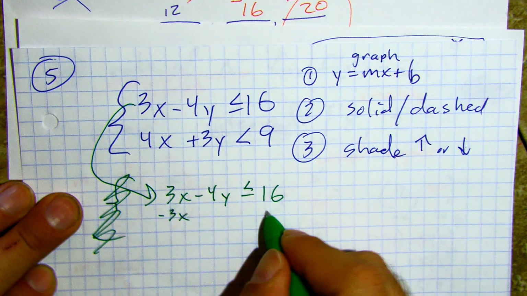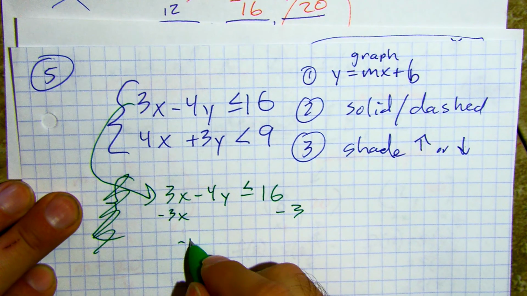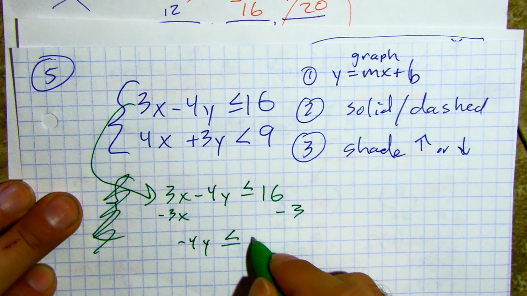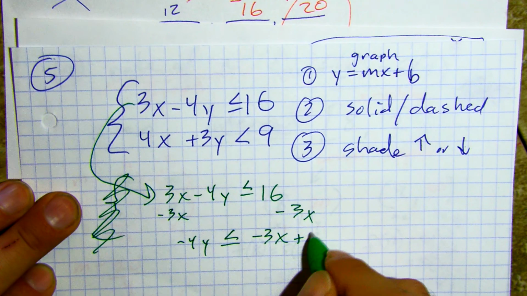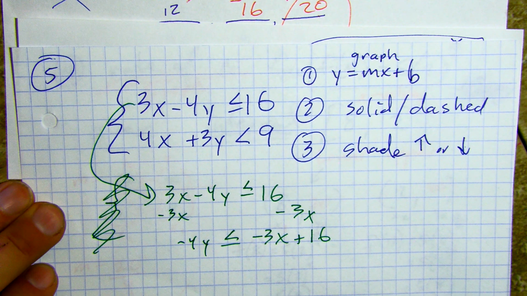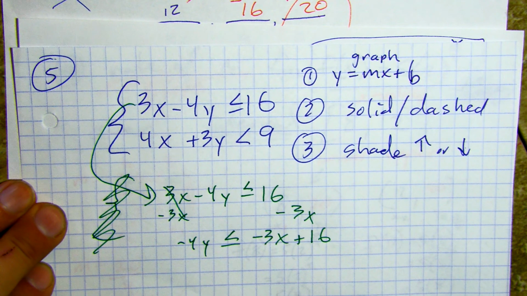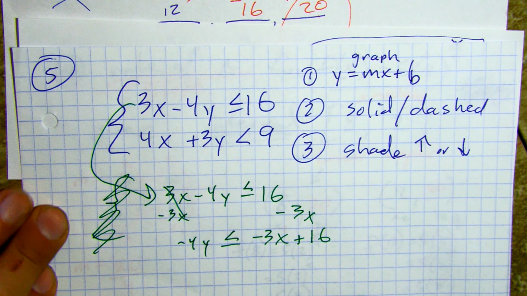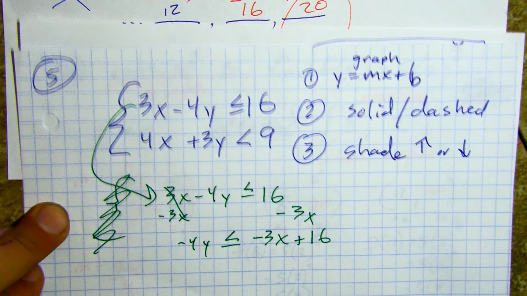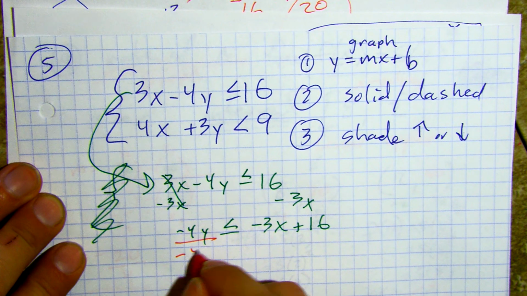That moves the 3x over from the left side. We want y by itself, so this is where I need to go in and divide by negative 4 everywhere. Because I divided by a negative 4, I got to switch the direction of the inequality. The negative switch is key.